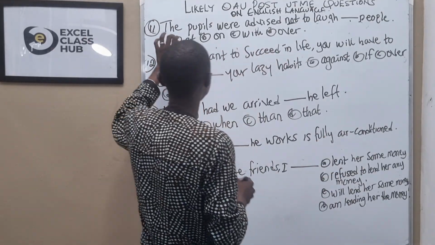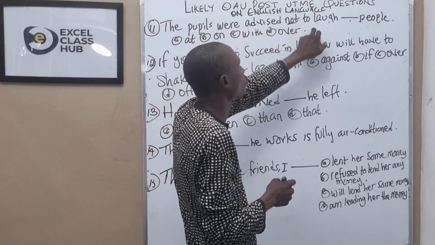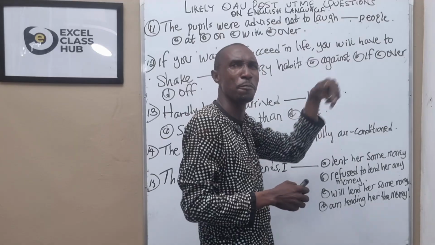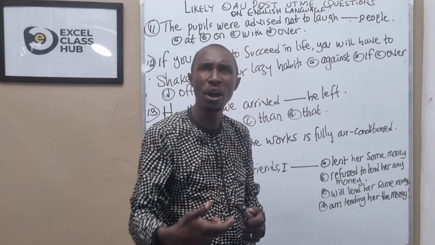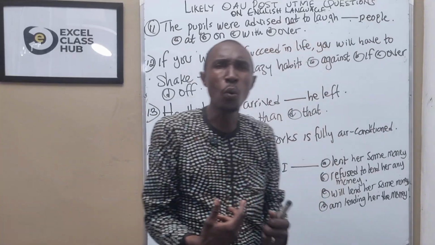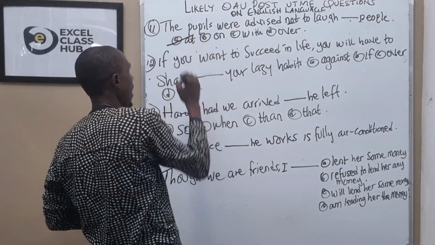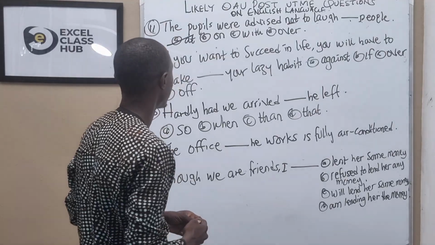Now, in this option here, the pupils were advised not to laugh at people, not to mock people, not to ridicule people, not to embarrass people. So the option here is what? Out. Take note of that.